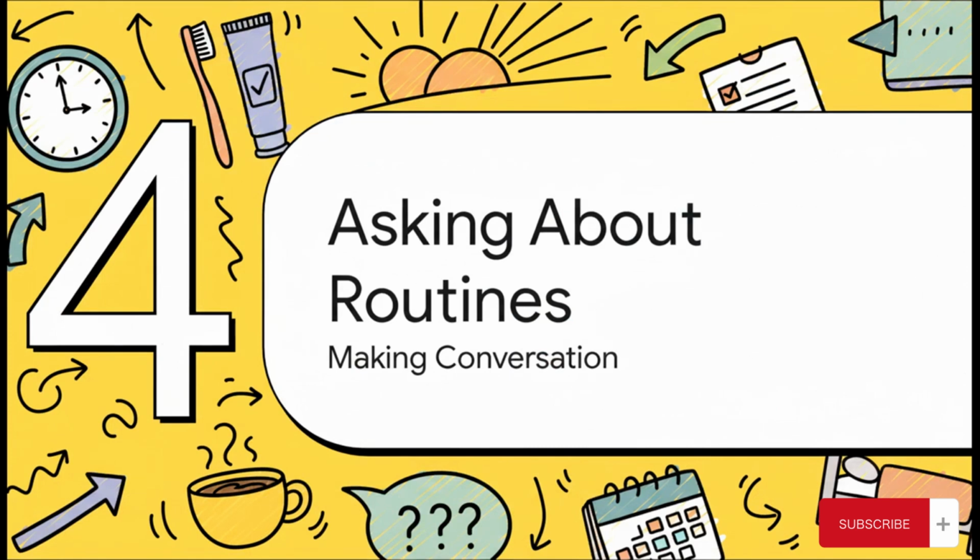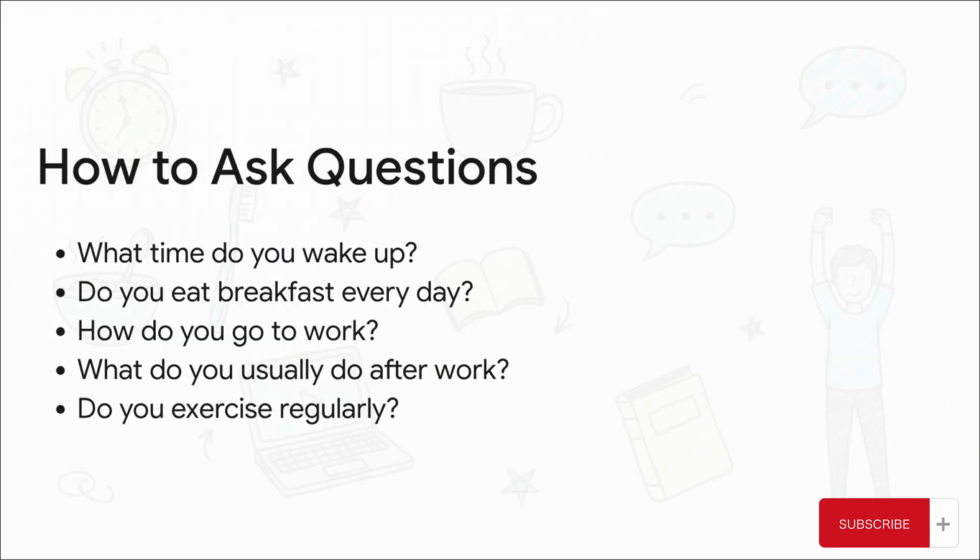So far, we've pretty much just focused on talking about ourselves, but a conversation is a two-way street, right? So let's flip the script and take a look at how to ask other people about their routines. Here you go. 5 perfect, ready-to-use questions. They're simple, they're open-ended, and they invite the other person to share. Just get comfortable with a couple of these, and you'll never be stuck for something to say ever again.